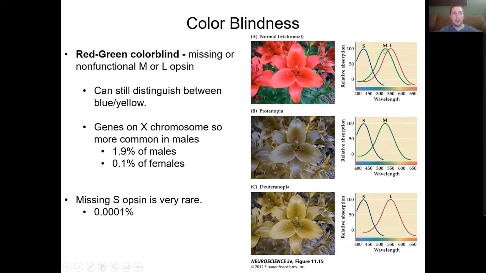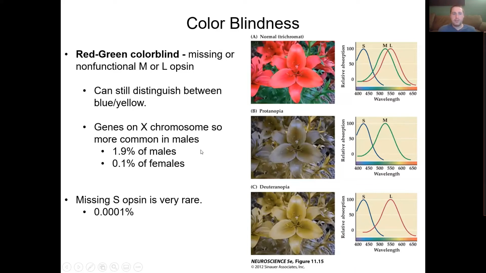If you're missing one of these, you're not really color blind. You can still see color. You can compare whichever remaining one you have. In the case of protanopia, where you're missing your L cone, you can still compare between the S and the M cone. You still see color. You just are really bad at telling the difference between green and red because you can no longer make that comparison. And the same goes if you're missing the M cone down here with deuteranopia.